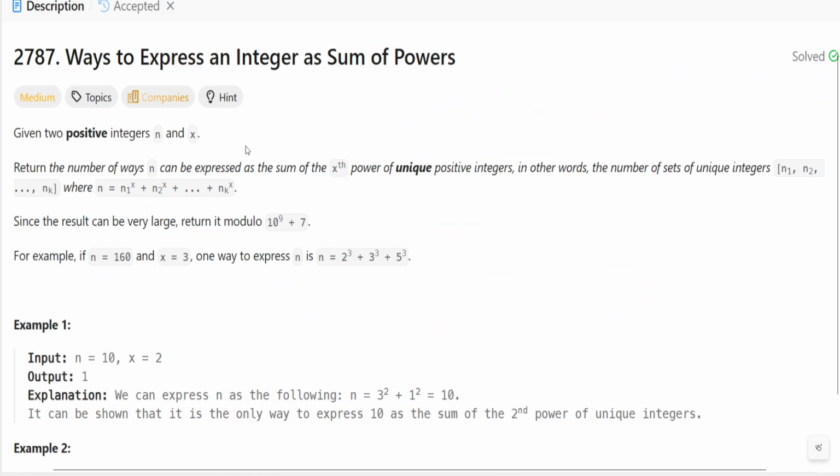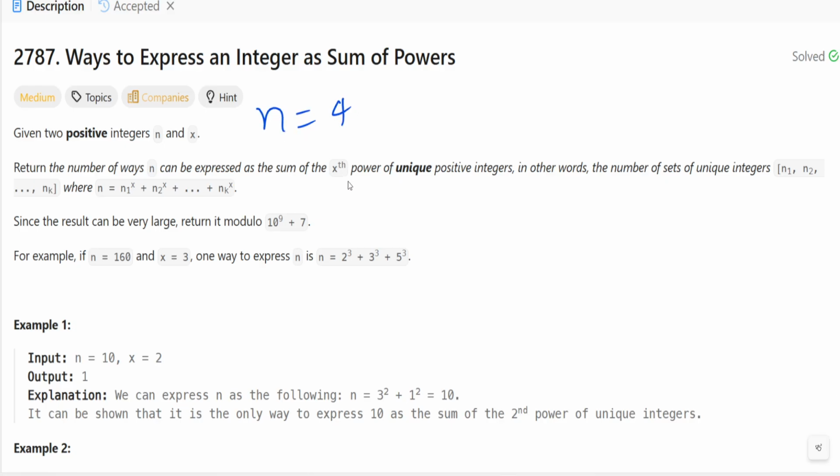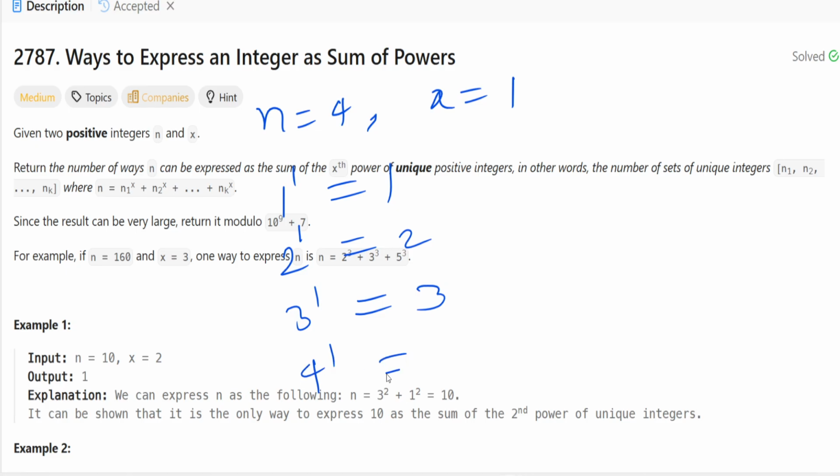Let's understand another example. If we take n equal to 4 and x equal to 1, what will the powers be? Let's suppose 1 to the power 1 is 1, 2 to the power 1 is 2, 3 to the power 1 is 3. Can we take this? Yes. 4 to the power 1 is also 4. So the set of unique numbers we have is 1, 2, 3 and 4.